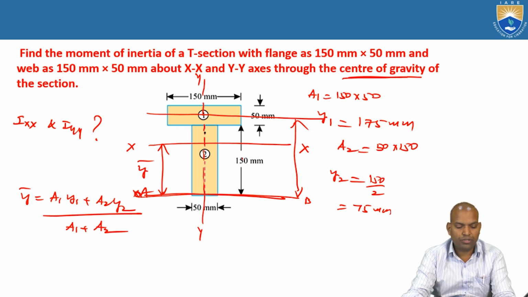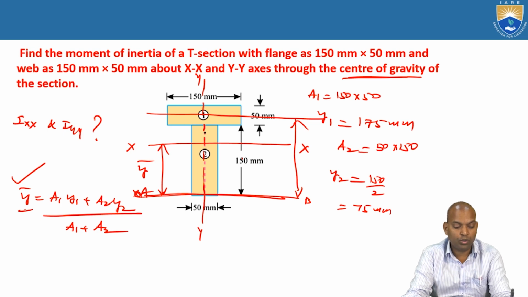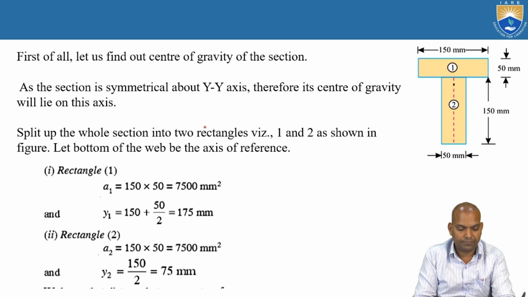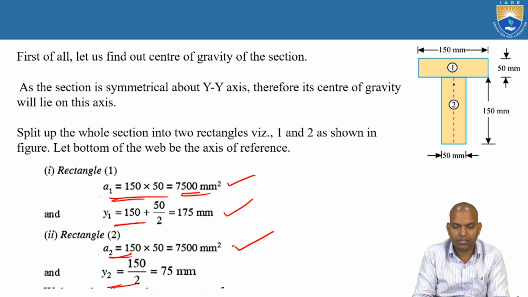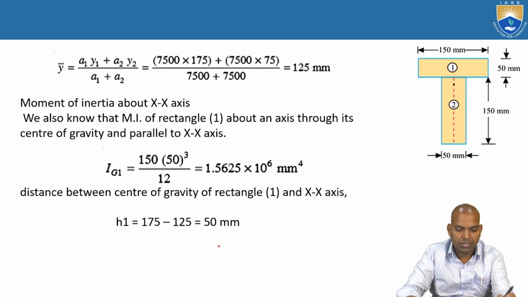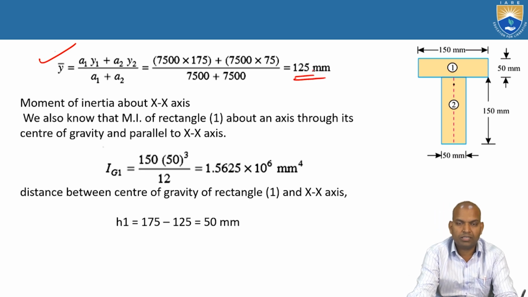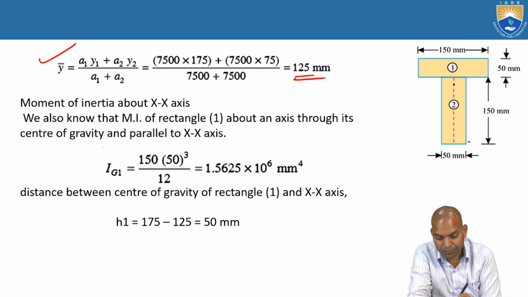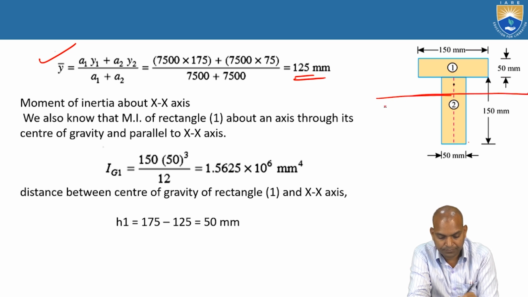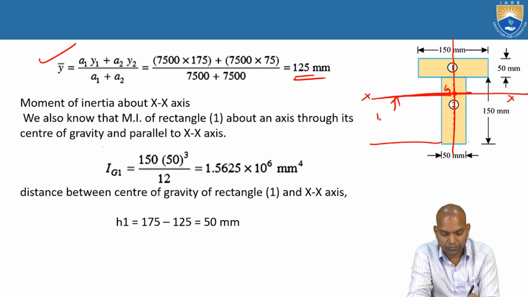Substitute A1 y1 and A2 y2 in this bar y expression, then what do we get? The location of the center of gravity of this T section. We have calculated here: A1 is 150 times 50, 7500 square millimeters; y1 is 150 plus 50 by 2, 175. A2 is 150 times 50, 7500 square millimeters; y2 is 75 millimeters. Substituting in the expression A1 y1 plus A2 y2 by A1 plus A2, the location of the center of gravity of this T section is 125 millimeters. Here this is the location of the center of gravity, G, at a distance of 125 millimeters from the bottom.